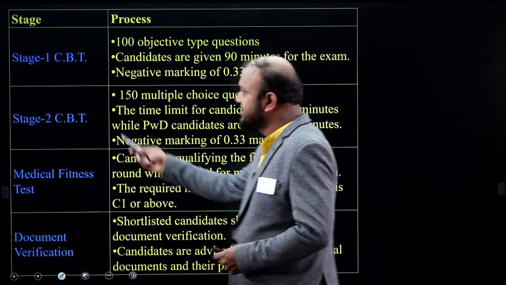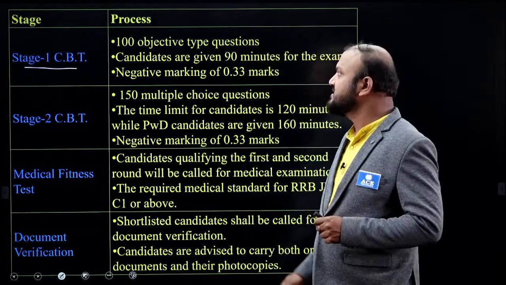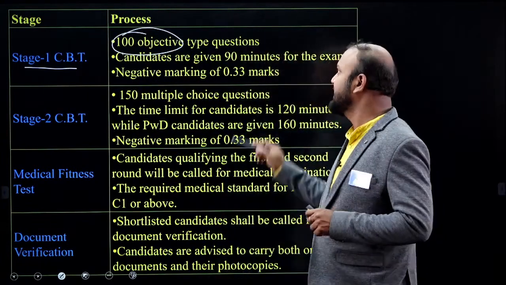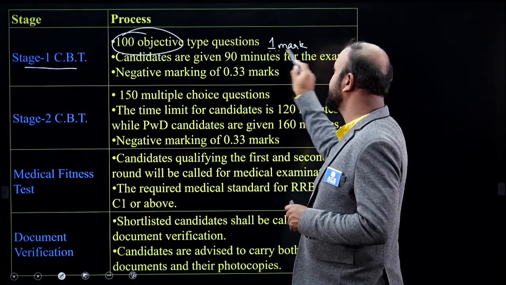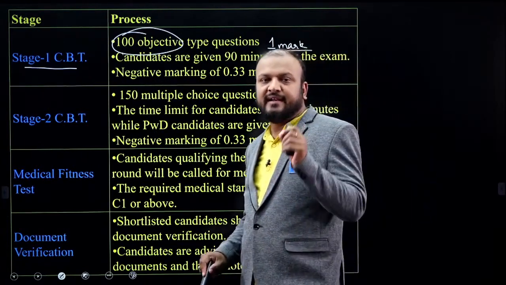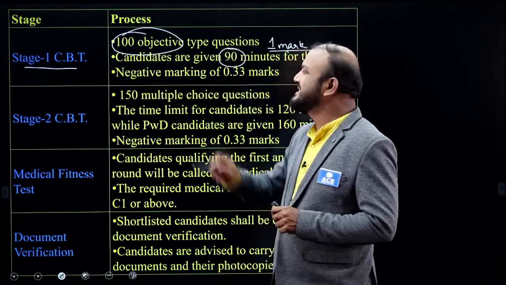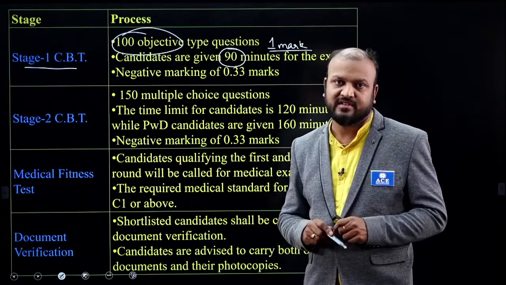Here we'll see stage 1 CBT. Stage 1 CBT has 100 objective type questions, and all 100 objective type questions are 1 mark questions. It means 100 questions, 100 marks. And the time given for this CBT 1 will be 90 minutes for the examination.